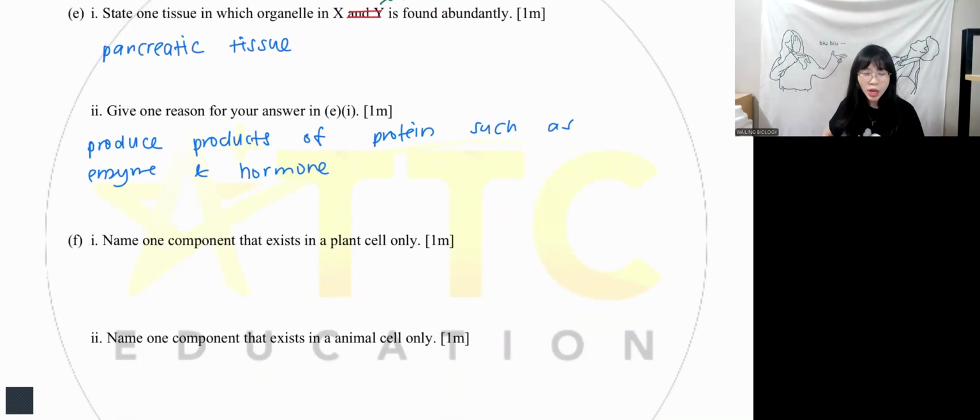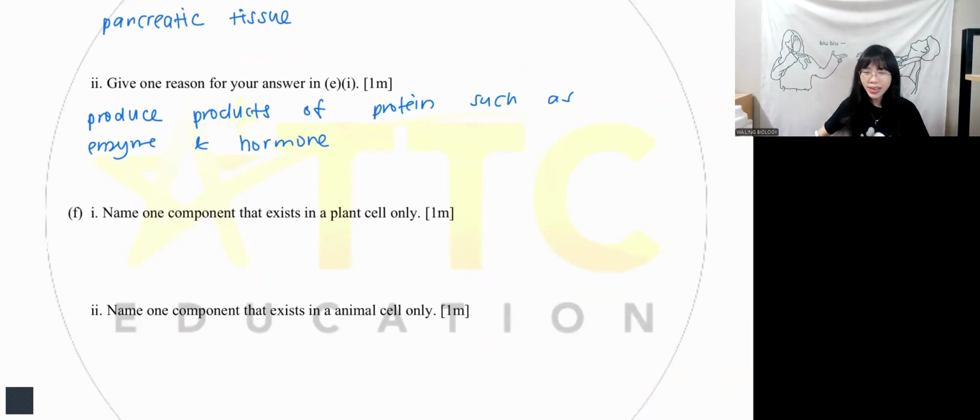Name one component that is only present in a plant cell. Only in a plant cell is what? Only in a plant cell, correct, is chloroplast. And then the other one is cell wall, correct? Chloroplast or cell wall. We cannot write vacuole. Why can't we write vacuole? Because actually the animal cell also has vacuoles, just that they are smaller.